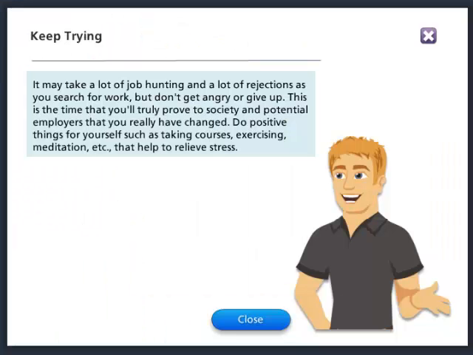Keep trying. It may take a lot of job hunting and a lot of rejections as you search for work, but don't get angry or give up. This is the time that you'll truly prove to society and potential employers that you really have changed. Do positive things for yourself, such as taking courses, exercising, meditation, etc., that help relieve stress.